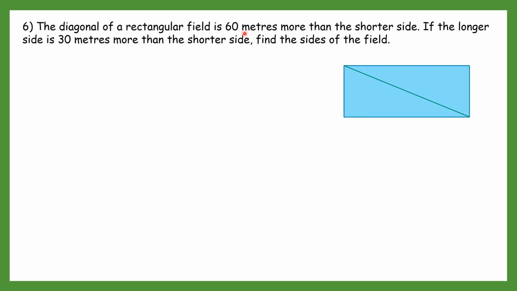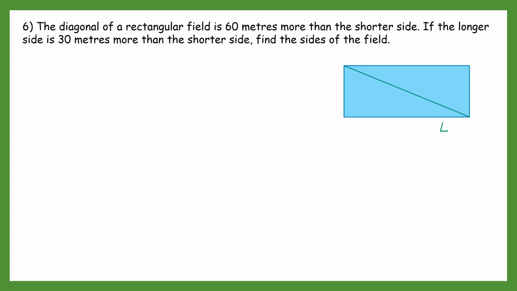Diagonal of a rectangular field is 60 meters more than the shorter side. If the longer side is 30 meters more than the shorter side, find the sides of the field. We need to find the sides of the field. They have given us certain values. To solve this problem, let's draw a rectangle. Why are we drawing a rectangle? Because they told it is a rectangular field. Let's solve it now.